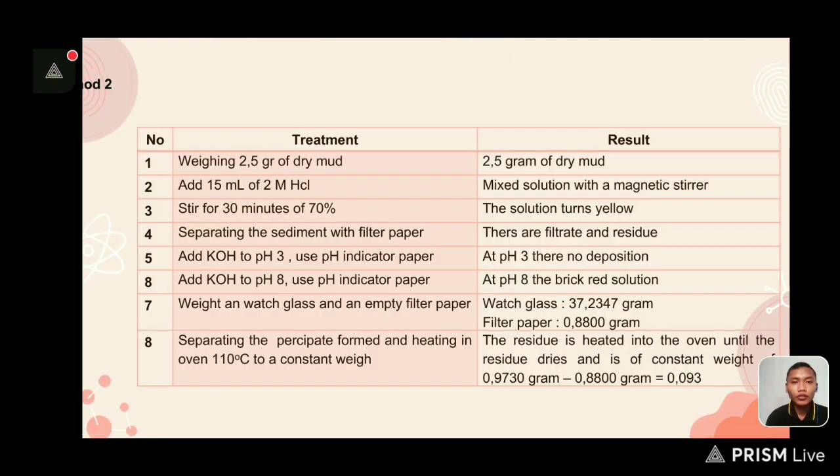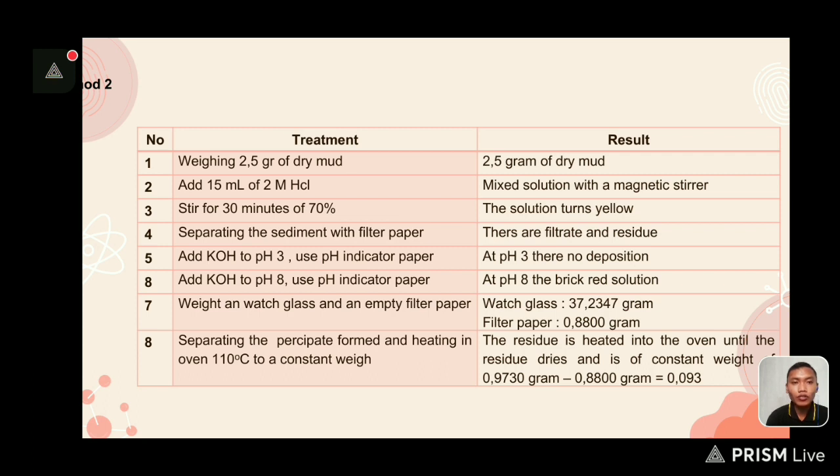Method 2 treatment: weigh 2.5 gram of dry mud. Result: 2.5 gram of dry mud. Add 15 milliliters of 2 mol HCl. Result: mixed solution with a magnetic stirrer. Stir for 30 minutes at 70 degrees.